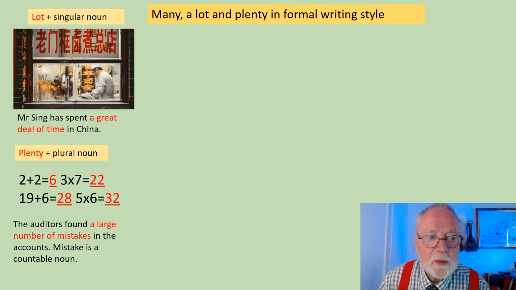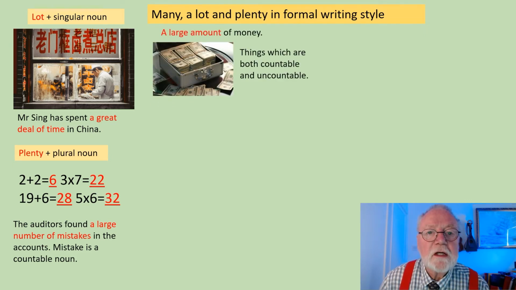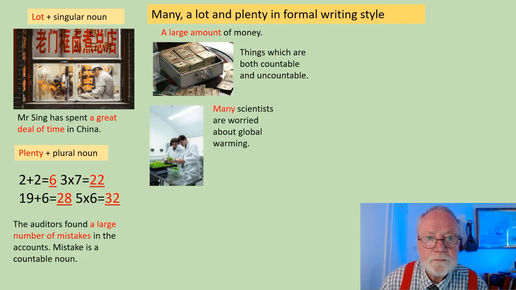Here's another example. Plenty. I have plenty of money. I would say that, but I would probably write, the auditors found a large number of mistakes in the accounts. Mistakes is a countable noun, so I can say a large number of. Similarly, I can say a large amount of money instead of plenty of money. And we can use that for things which are both countable and uncountable.